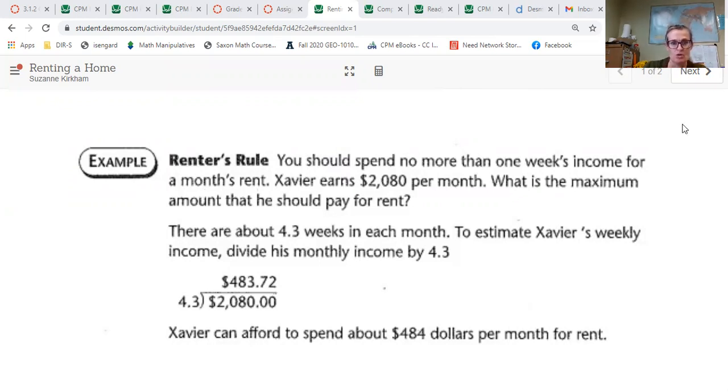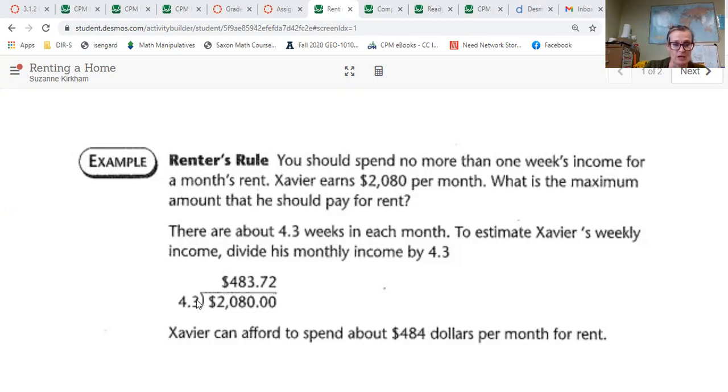Renter's rule. You should spend no more than 1 week's income for a month's rent. Xavier earns $2,080 per month. What is the maximum amount that he can pay for rent? There are 4.3 weeks in each month. To estimate Xavier's weekly income, divide his monthly income by 4.3.